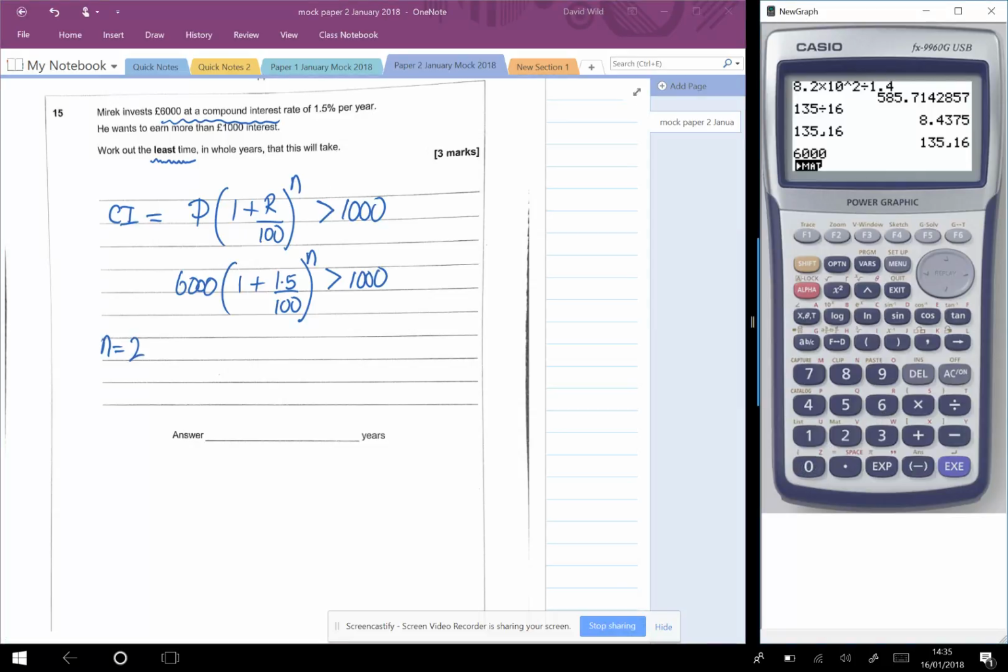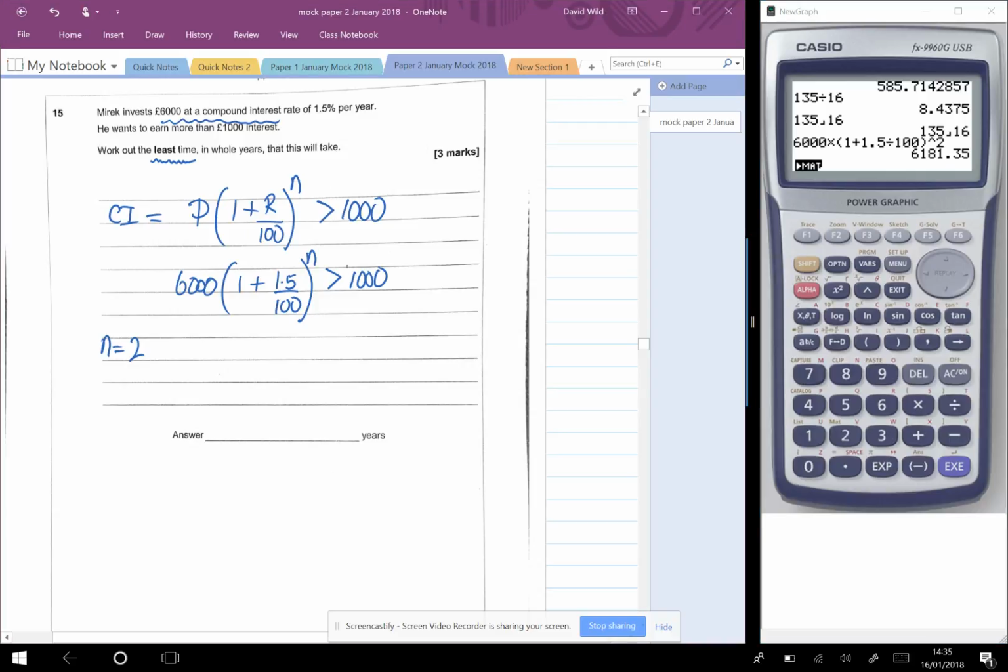So we're going to have 6,000 times 1 plus 1.5 divided by 100. We're going to raise that to the power 2, and that's 6,000 times 1.5 divided by 100, all raised to the power 2. That's 6,181, so that's only £181 in interest. Okay. Actually, so we want this to be greater than 7,000, don't we, to make sure that that works.